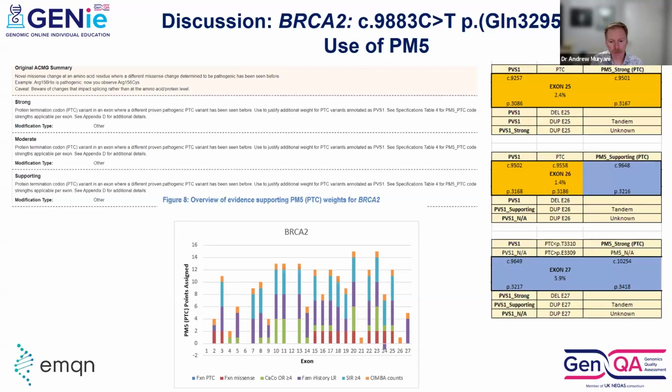In figure 8, they have assessed all the exons for BRCA2 and applied different levels of strength. And there's even a table, I forgot which one specifically this is in the guidelines, but you can look up where the amino acid change is and determine the strength of evidence. So in this exon, even though it's the last exon, you can use PM5 at a level of strong because it is upstream of amino acid 3309. Next slide, please.